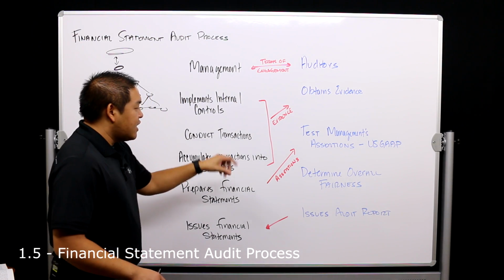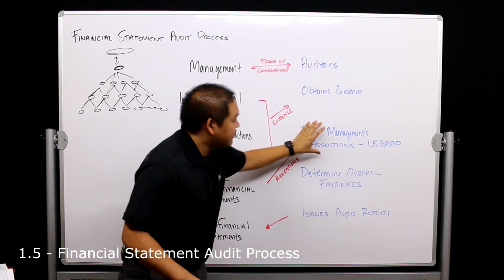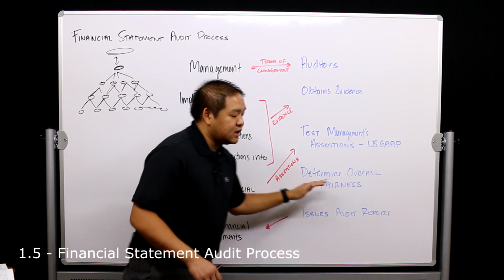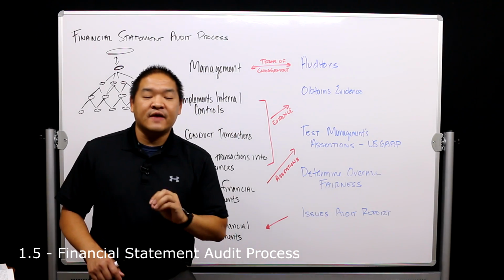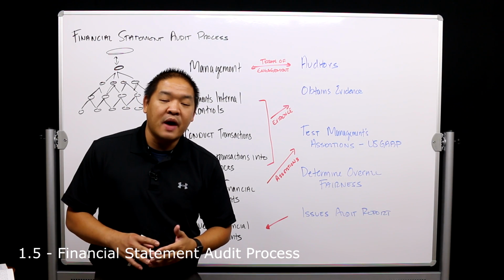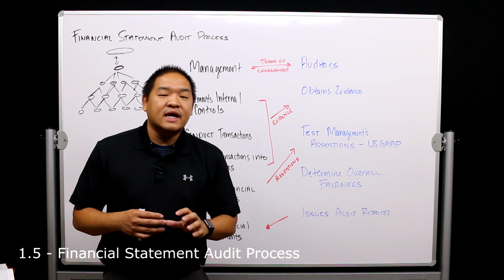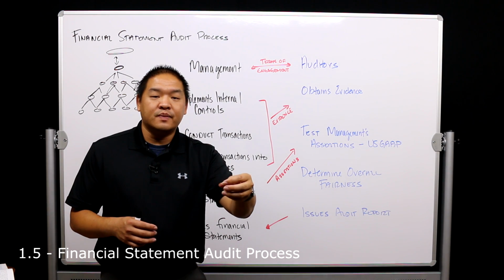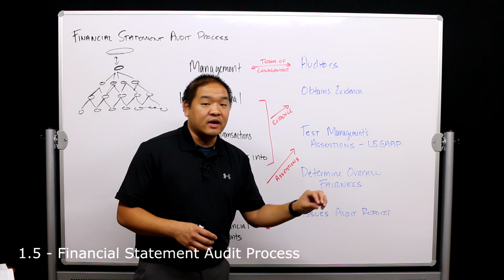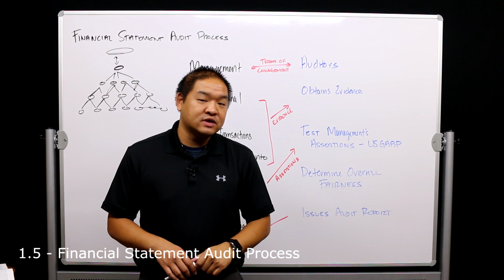Okay? Then we take all of the evidence that we've gathered and all of the information from testing management's assertions, and we determine the overall fairness of the financial statement. Now, we haven't really talked a lot about this, but we did talk about it a little bit in a previous lesson in that we're not going to give absolute assurance that the financial statements are presented fairly. And the reason why we're not going to give absolute assurance is because of cost versus benefit.